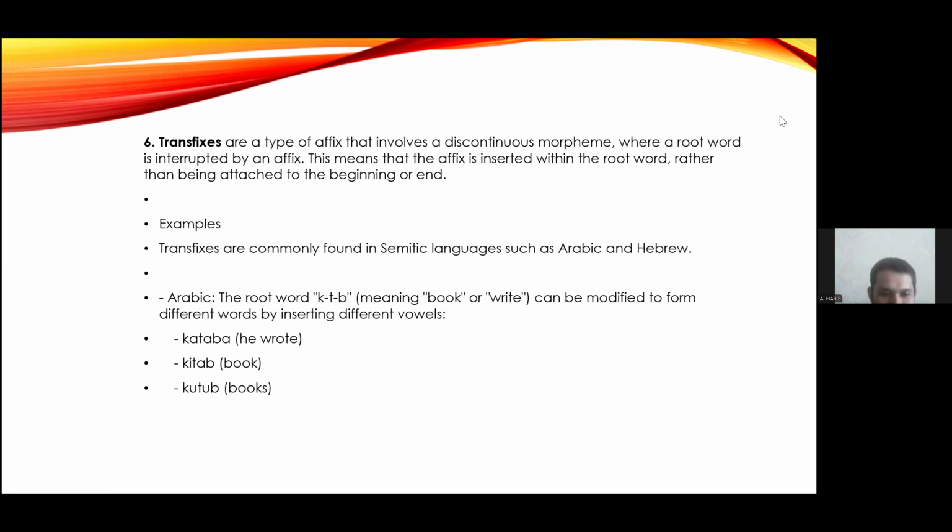Example in Arabic, the root word kataba, its meaning in English is book or write. It can be modified to form different words by inserting different vowels. Like kataba in Arabic, in English it means he wrote. And the next, kitab. In English, we say book. And the last, in Arabic, kutub. In English, it's like a plural noun.